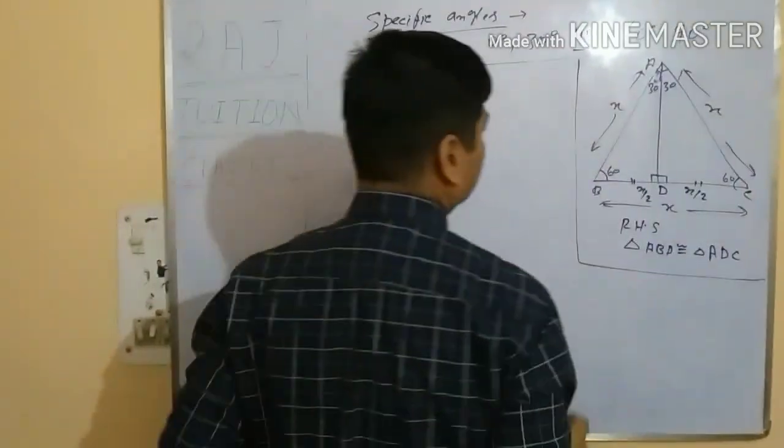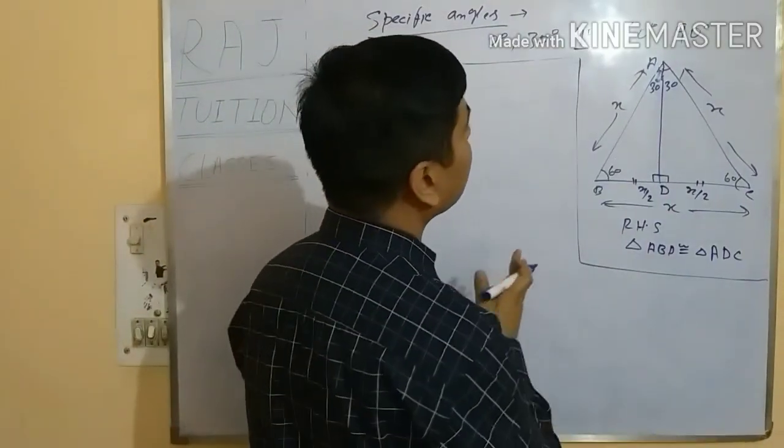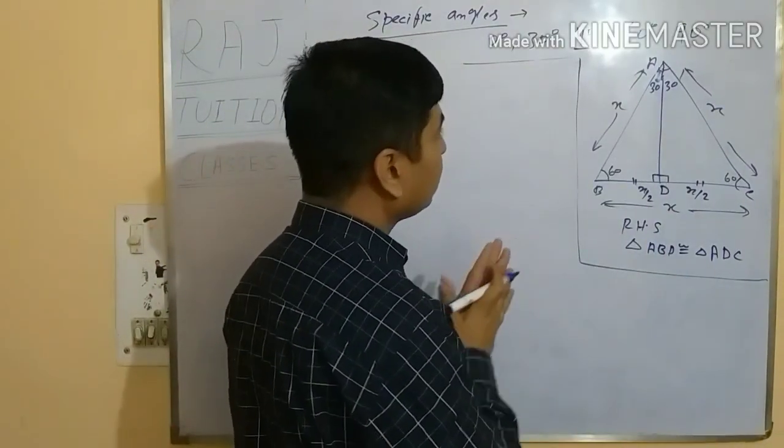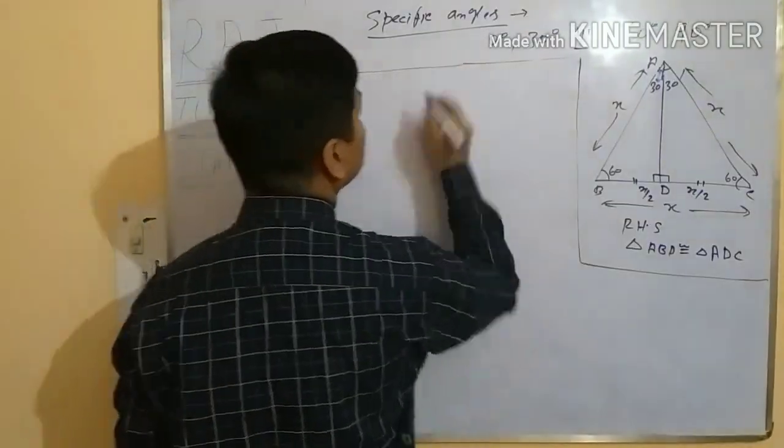We are already familiar with the congruency and all these things. So let's find out sine for angle 30. Start with the little one.